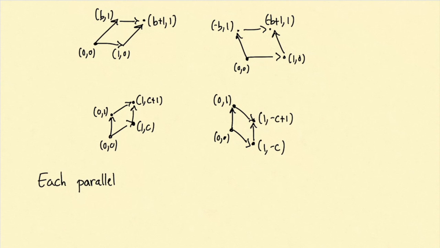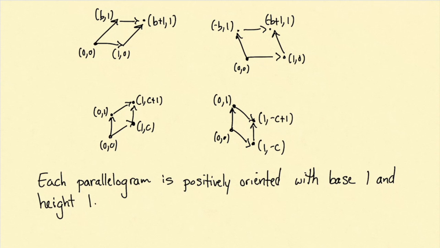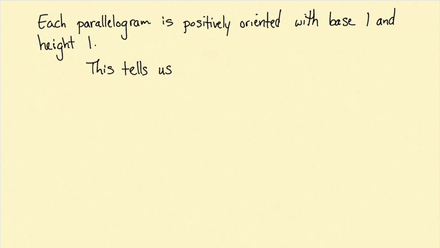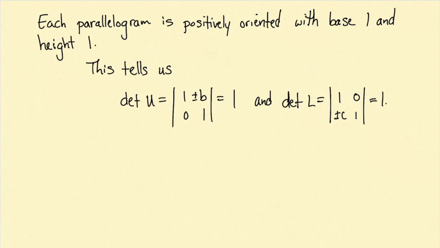Fortunately, each of the parallelograms are positively oriented with height and base equal to 1. So this makes our computation very easy. This tells us that the determinant of the lower triangular matrix and the determinant of the upper triangular matrix is always 1. So in our next video, we'll use these 3 examples to compute determinants for 2 by 2 matrices in general.